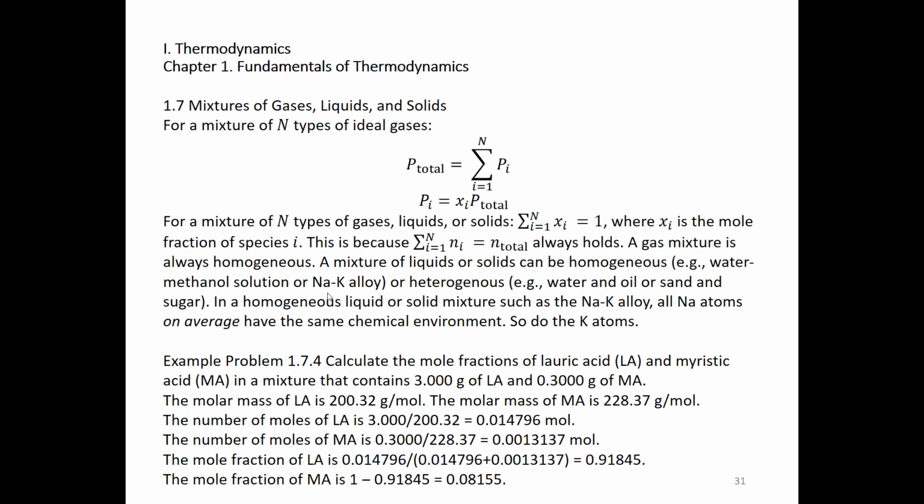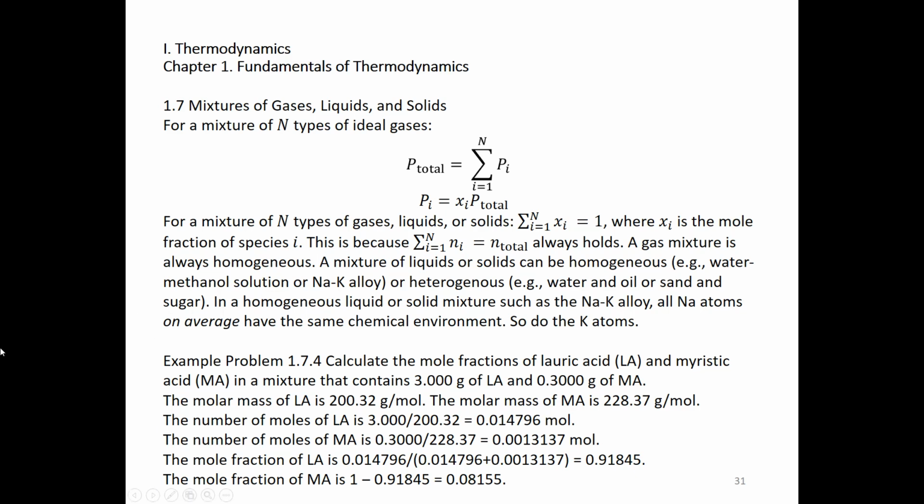For homogeneous liquid and solid mixtures, again, we can simply calculate their mole fractions by using the number of moles of sodium divided by the total number of moles, or we can use the number of moles of water divided by the sum of water plus ethanol to get the mole fraction of each component.